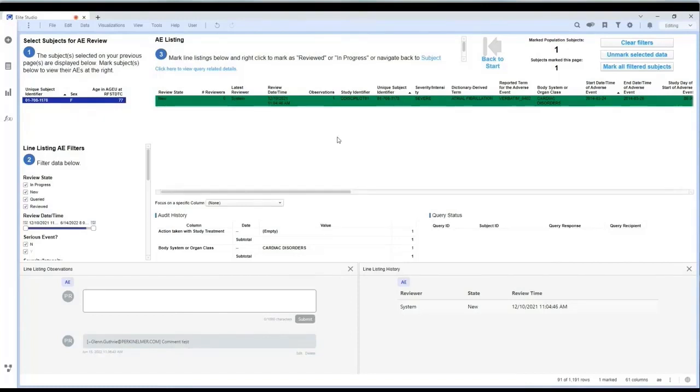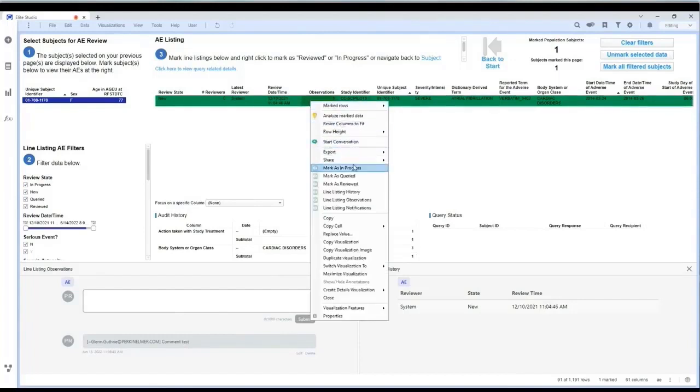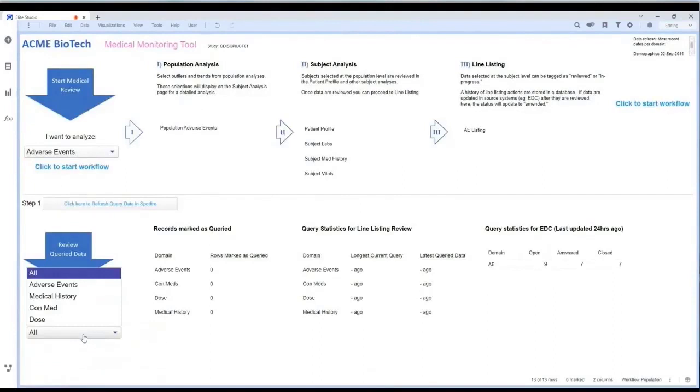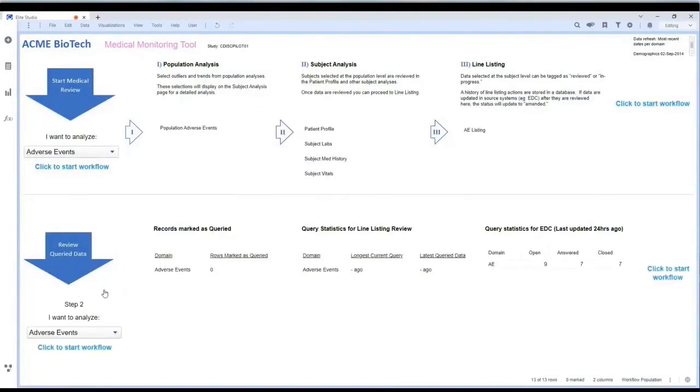It's been updated. The other thing I can do is, if I've queried this, I can mark it as queried, and it's now indicated as being queried. And if I go back to start, let's say I can go to the dashboard, and I can see that the latest query was very recent, and there are 9 open queries for this query.